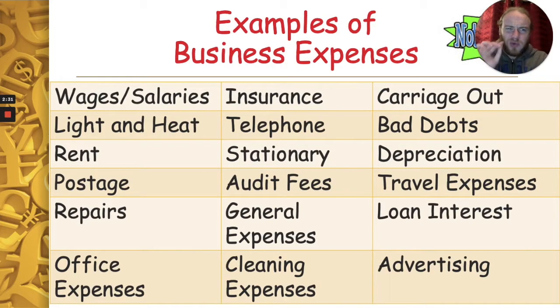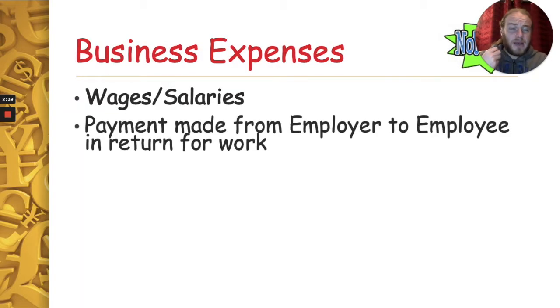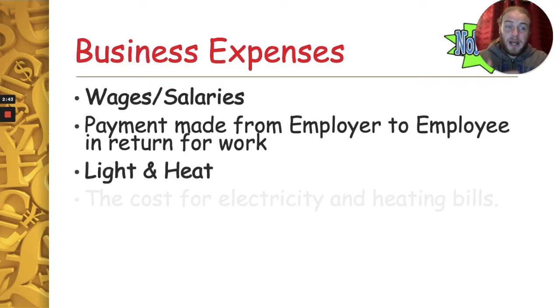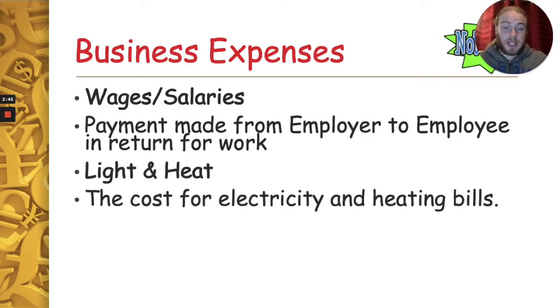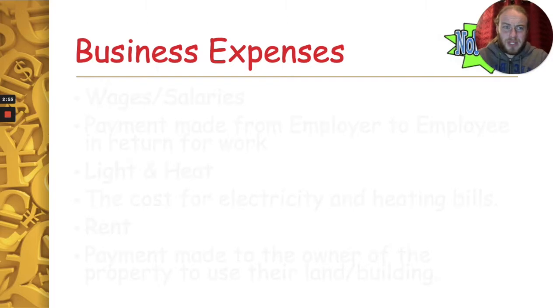Now what we need to do is we need to know what each of these things actually mean. So for example, wages and salaries is the money or the payment that an employer makes to the employee in return for working for them. Light and heat, same as what you had for household expenses, paying for electricity and heating bills. Rent is payment to the owner of the property that you're using, the land or the building, basically to pay for using that land in case you don't own it.